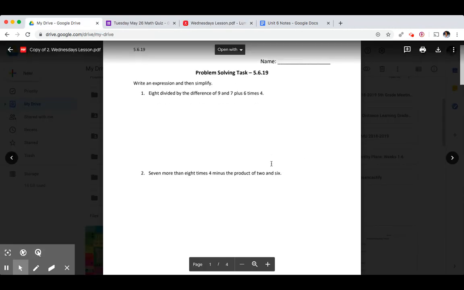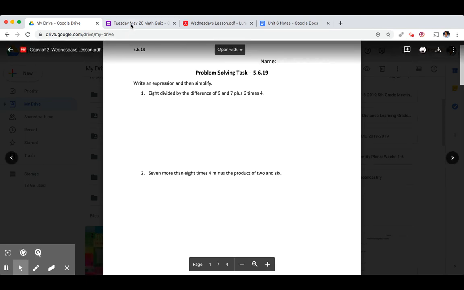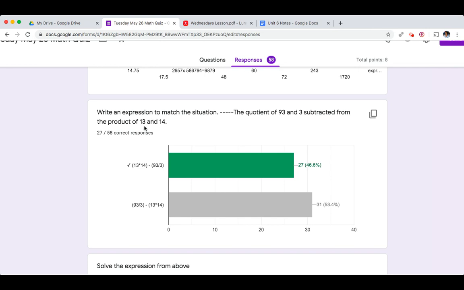So before we start on today's problem-solving task, we're going to go over a question from yesterday's math exit ticket. Yesterday, a question that was missed most was the following. It said to write an expression to match the situation. The quotient of 93 and 3 subtracted from the product of 13 and 14. Here, most people messed up the order of the two groups. So we know that two sets of operations were happening and they were both in parentheses. 93 divided by 3 and 13 times 14.